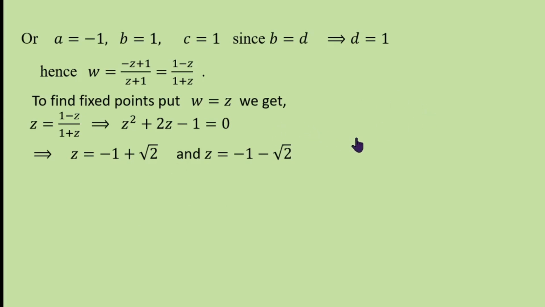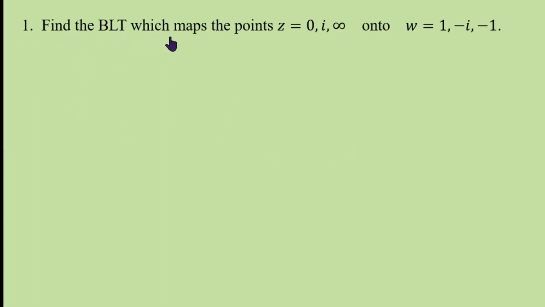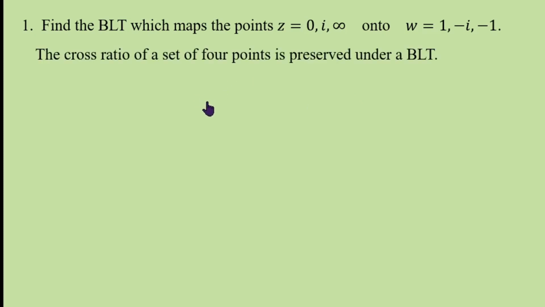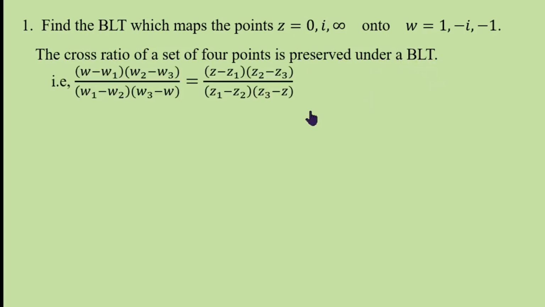Now, to solve the same problem by one more method, that is by cross ratio method, find the BLT which maps the points Z equal to 0, i, infinity onto 1, minus i, minus 1 by another method. The cross ratio of a set of 4 points is preserved under a bilinear transformation. With the help of this, (W minus W1) into (W2 minus W3) divided by (W1 minus W2) into (W3 minus W) equal to (Z minus Z1) into (Z2 minus Z3) divided by (Z1 minus Z2) into (Z3 minus Z).